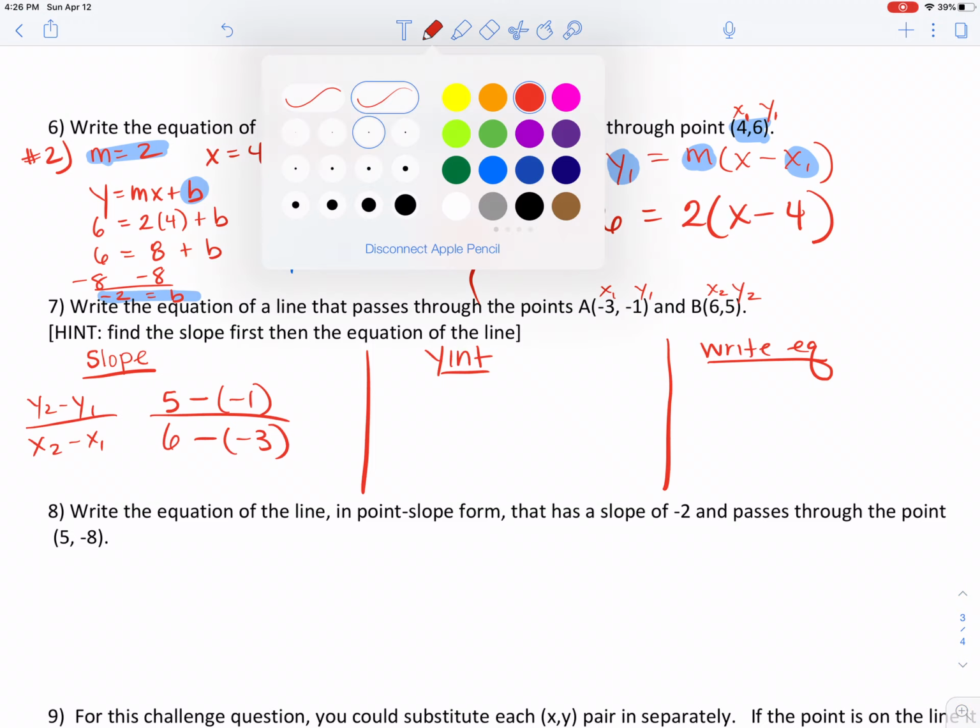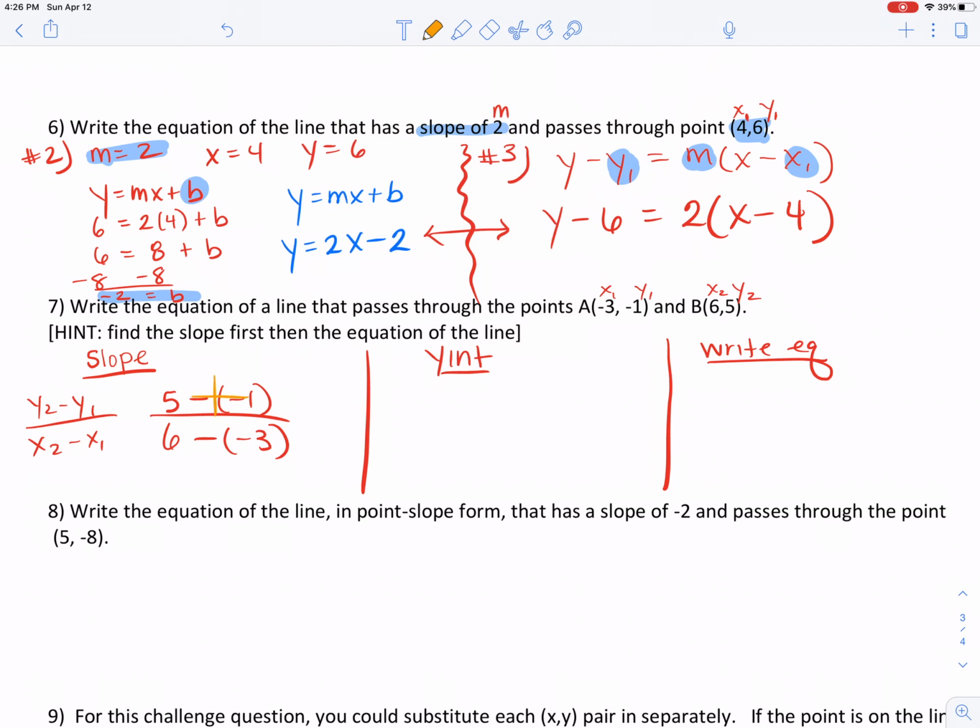So it ends up being plus signs, so double negative. So I get 6 over 9, which if I divide both by 3, which I do not have to, but I would see that the slope is simplified to 2/3.